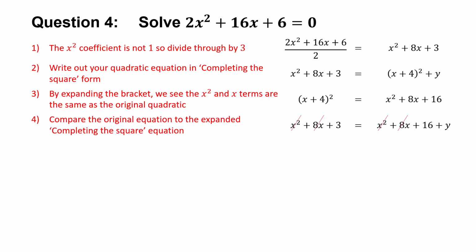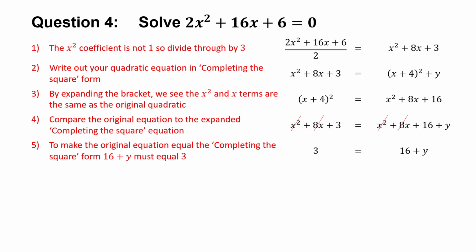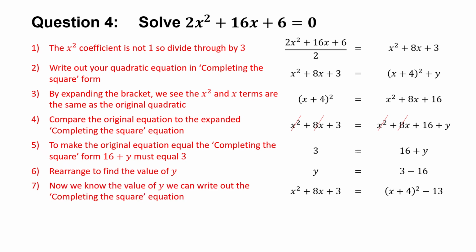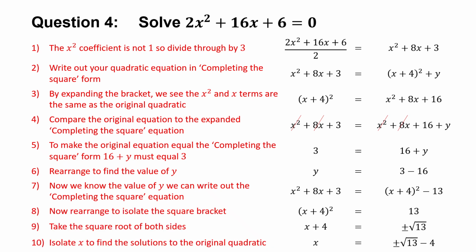Those terms cancel out, so we're left with 3 equals 16 plus y, which means that y is equal to 3 minus 16, which is minus 13. So our original expression in completing the square form is (x plus 4) squared minus 13, which is equal to 0. So solving for x, we get that x is equal to plus or minus root 13 minus 4.